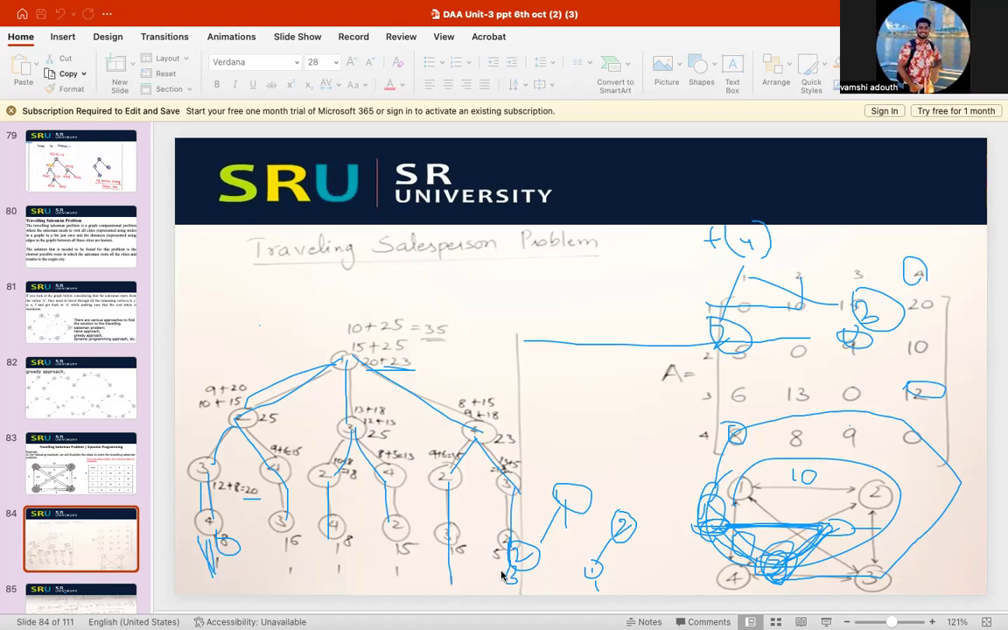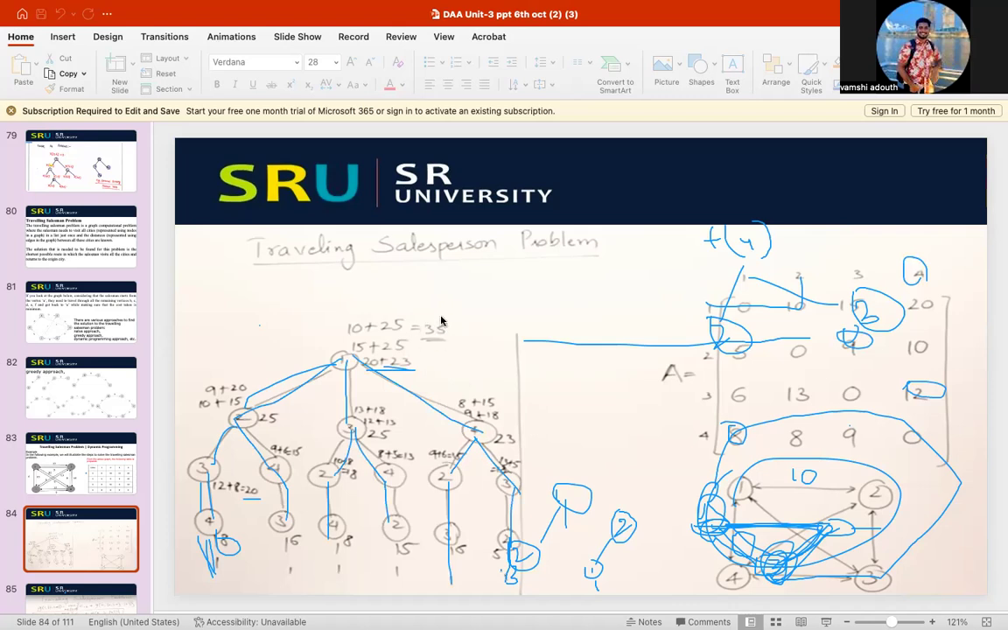Now we have to calculate from last. All the values we have to calculate from the last. If we see, we get cost 25, 25, 23. And if we calculate 10 plus 25, it is 35. 15 plus 25, we get some answer. 20 plus 23, we get 43.